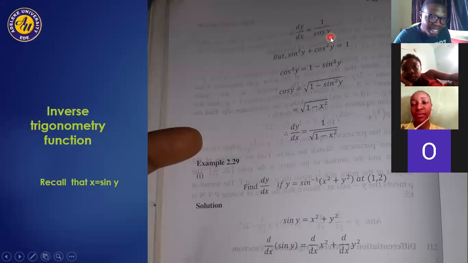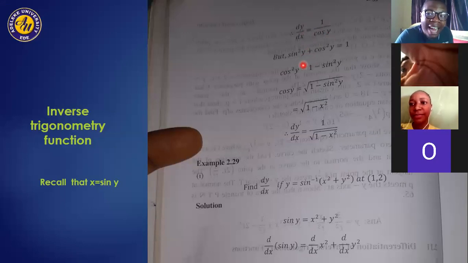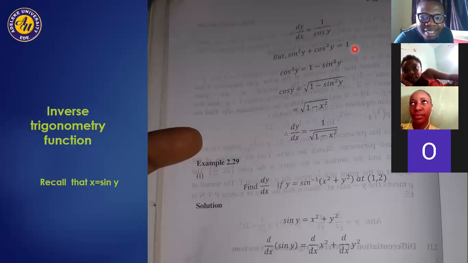Are we following? Now you have to be careful here. You will remember that sine square y plus cos square y is equal to 1. You remember that? Now this is mathematics. You just have to understand this part, more or less like you are cramming what you are doing, so that somebody will not say this is his final answer. But no, this is not the final answer, because what we are dealing with here is actually inverse trigonometry.